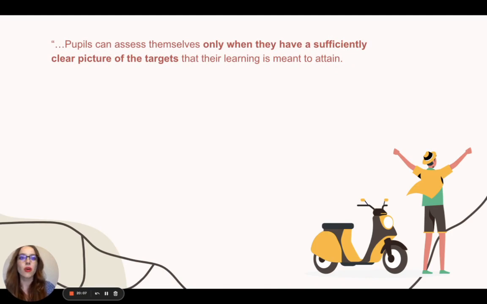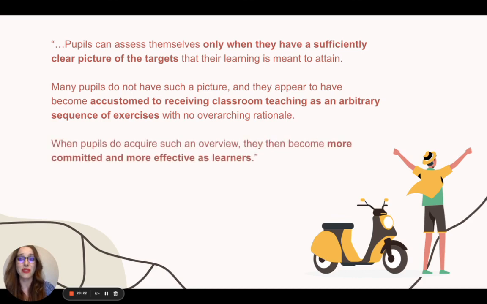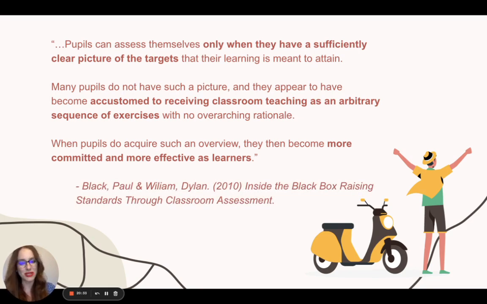Students can assess themselves only when they have a sufficiently clear picture of the targets that the learning is meant to attain. Many of them don't have a picture, and they've become used to receiving classroom teaching as just an arbitrary sequence of exercises with no overarching rationale. Even though we spend a lot of time making that plan, they're not seeing it. When pupils do acquire such an overview, they become more committed and more effective as learners, as the research we've investigated has continued to prove us. Here's another piece of evidence.